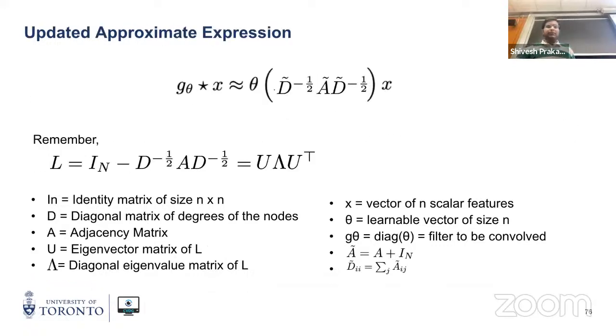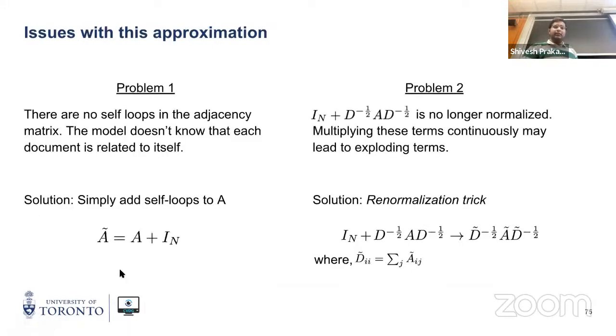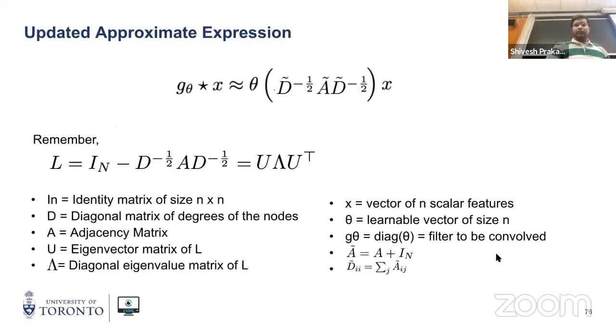Now, like we talked about, over here we considered X to be an n cross 1 vector, where we take just one feature. The matrix is basically A times I, where we add self loops to the existing adjacency matrix. And then we normalize it again to form this term over here.